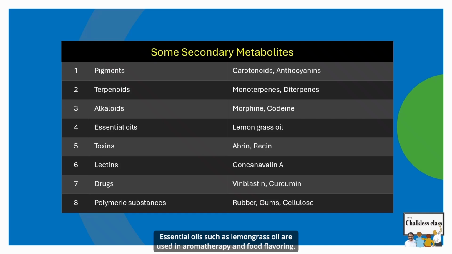Essential oils such as lemongrass oil are used in aromatherapy and food flavoring. Toxins like abrin from rosary peas and ricin from castor beans are among the most deadly natural poisons known. Lectins such as concanavalin A are proteins that bind carbohydrates and are used extensively in research and immunology. Drugs like vinblastine from the periwinkle plant are used in cancer chemotherapy, and curcumin from turmeric is under investigation for its anti-inflammatory properties. Finally, polymeric substances like rubber, gums, and cellulose have enormous industrial applications.